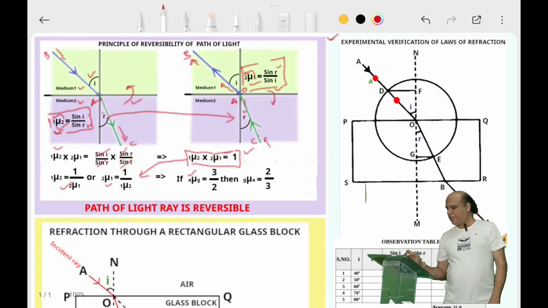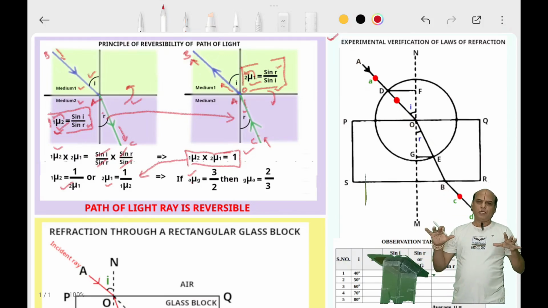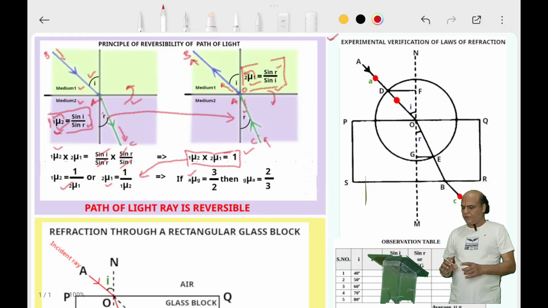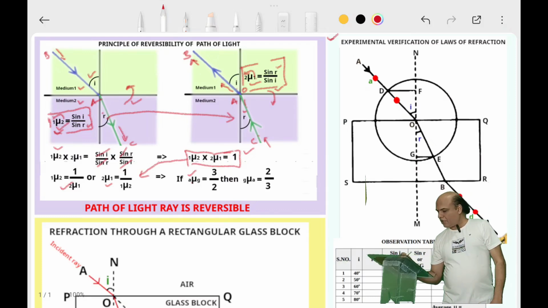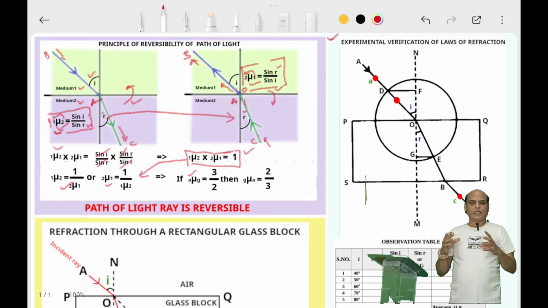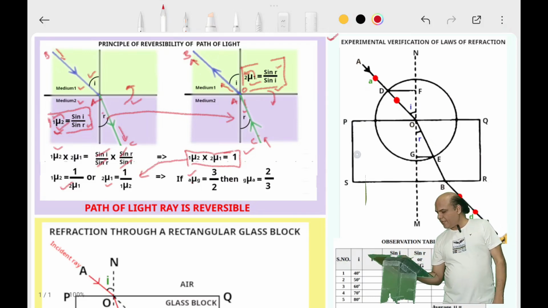For this experiment, take a plain paper and fix it on a drawing board with drawing pins. On that, you place a rectangular block of glass PQRS, and draw the boundary of that rectangular block of glass PQRS. Then remove the rectangular block of glass. So you will get a rectangle PQRS.